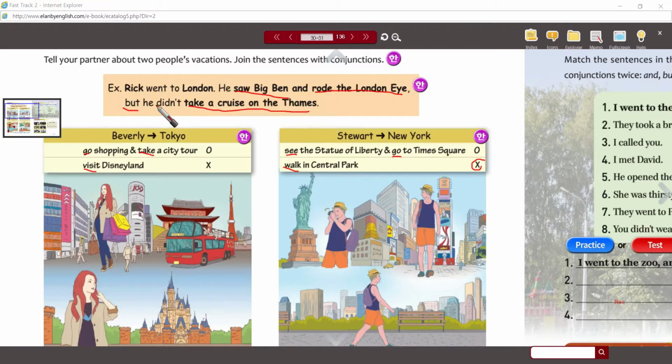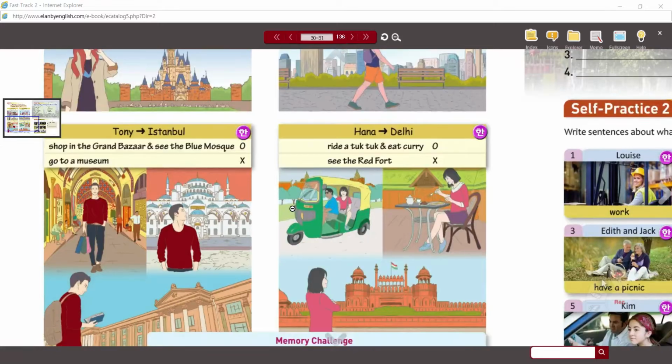Okay, so notice that structure here. Subject, the auxiliary verb, the negative, and then finally the verb that you're using. So it doesn't have to change to a past tense form like saw or rode or went or took. Okay, these irregular verbs. All right, so the bottom two should be easy. So the third picture. So Tony went to Istanbul. He shopped in the Grand Bazaar and saw the Blue Mosque. But he didn't go to a museum.